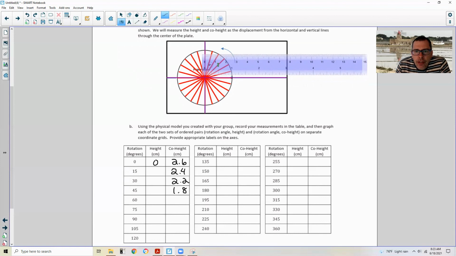Okay, so that looks like 1.3. And then finally, 75 degrees is right here. And that looks like not quite, that looks like 0.5.